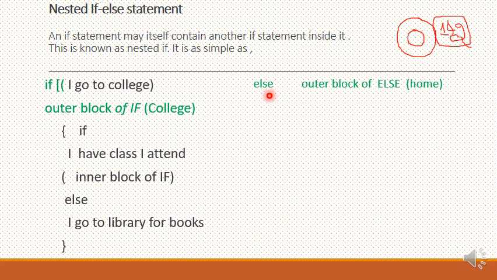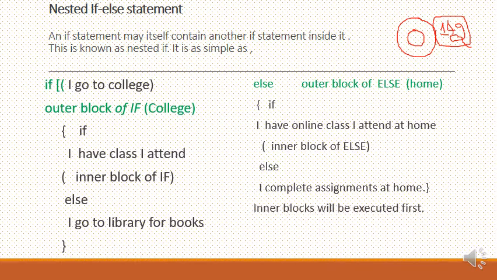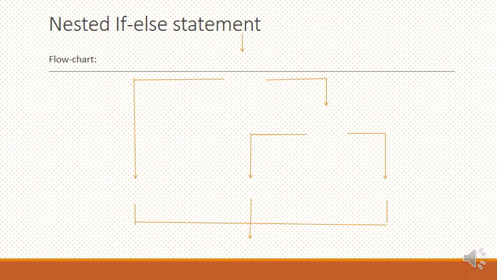Then what happens? Else. In this else also I am taking another if statement. If I have the online class, then I will attend the class at home. This is your inner block else. But if you are not having the online class, then what are you doing? I complete the assignment at home. And this is your inner block that will be executed. Afterwards, the next statements are going to execute.